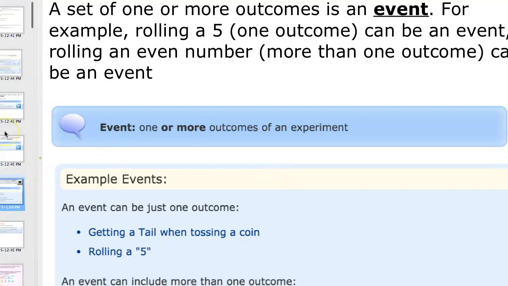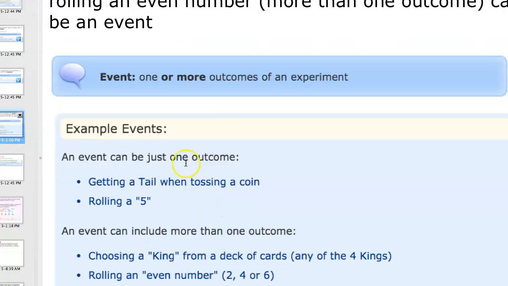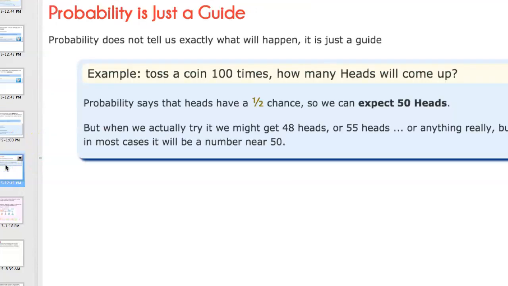A set of 1 or more outcomes is an event. For example, rolling a 5, which is one outcome, can be an event, or rolling an even number, more than one outcome. That's an event. So 1 or more outcomes of an experiment is called an event. An event can just be one outcome, or it can be more than one outcome. So rolling a 5 or choosing a king from a deck of cards, so any of the 4 kings. That's why it's multiple outcomes. Rolling an even number, multiple outcomes. Okay.